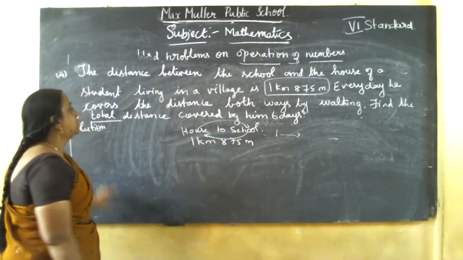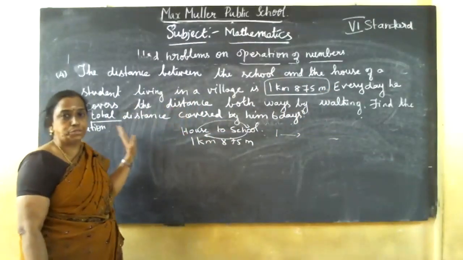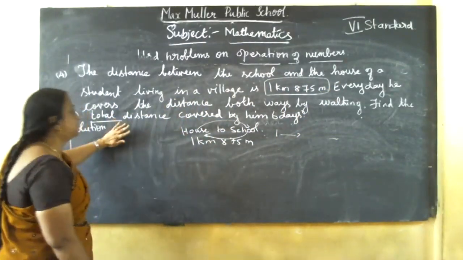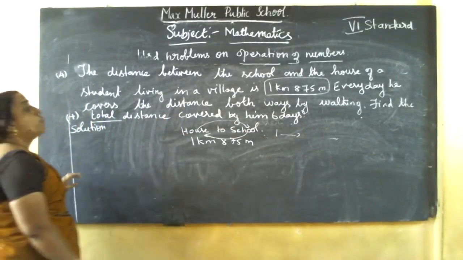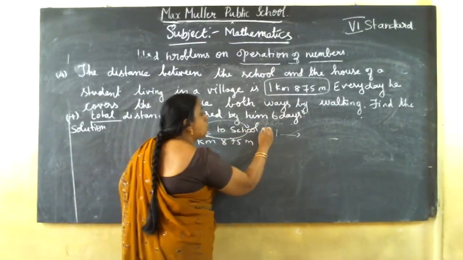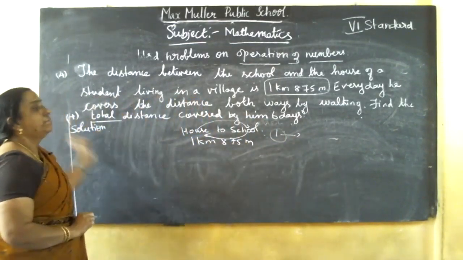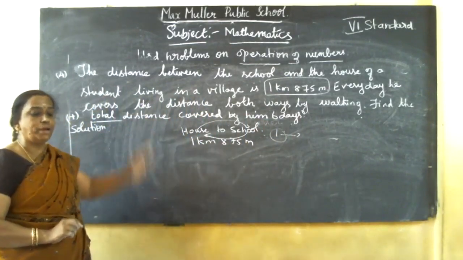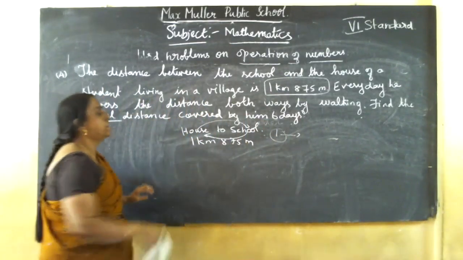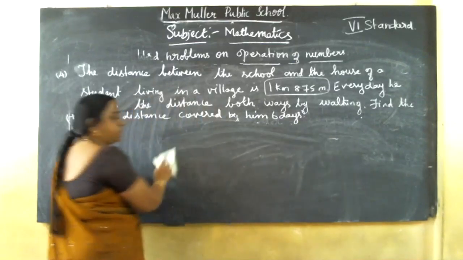Did you get it? See here, total distance means you should add. But here, what are they given? One day he used to walk, so how much distance he walks in one day, we should find by adding. Then you should multiply that by 6, you will get it. Understand? So I'll write the statement, then you can understand clearly.